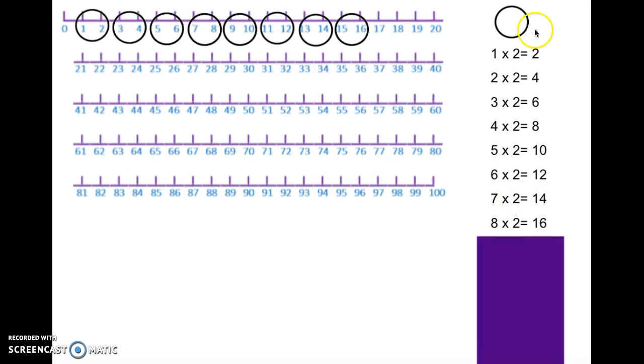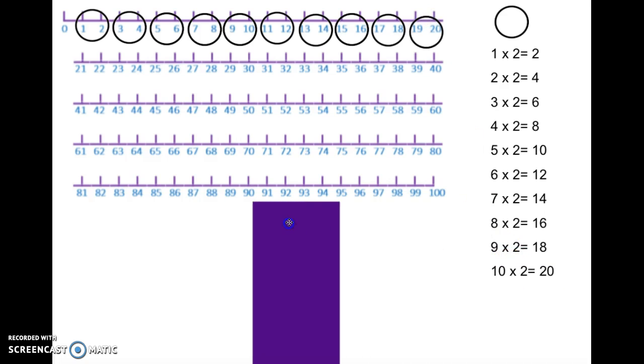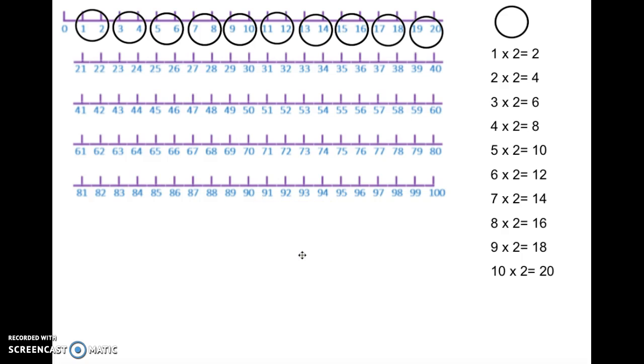It's going to keep jumping up on us. That's okay. 9 sets of 2 is 9 times 2, which is 18. And lastly, 10 sets of 2 is 10 times 2, which is 20. Good. So now I look at these and say, what kind of patterns do I see? I'm going to first read all of the products. We've got 2, 4, 6, 8, 10, 12, 14, 16, 18, 20.